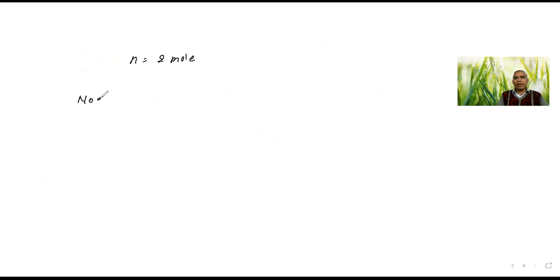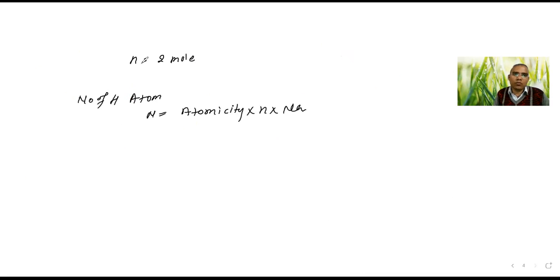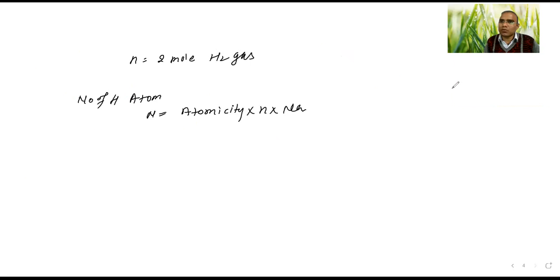So number of H atoms, how to calculate? Number of atoms is equal to atomicity into small n into Na, because hydrogen exists in H2 form. And how many moles do we have? You can see we got 2 mole H2 gas. What is the atomicity of H2? Can you tell me? 2. Okay, thank you. Atomicity of H2 is going to be 2.